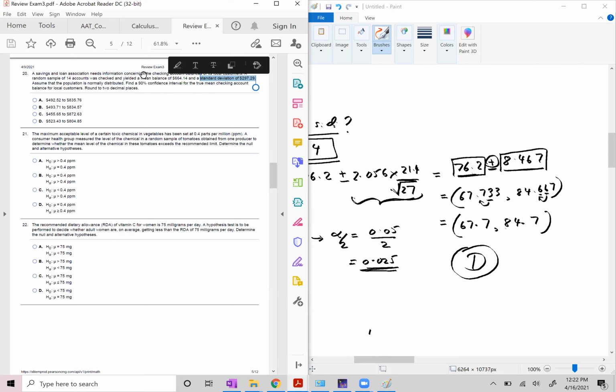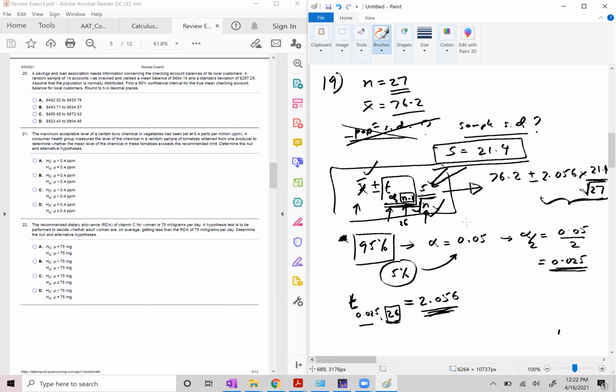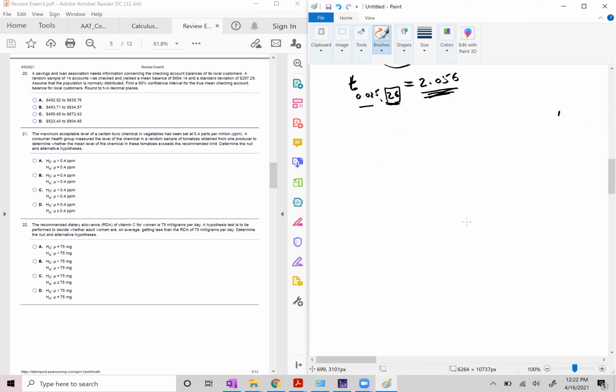Why? Because this sentence is talking about this random sample of 14 accounts, right? These 14 accounts had a mean of 664.14 and a standard deviation of 297.29. So these are sample statistics. When you see that, you know which equation to use. Let me write this down. Question number 20, sample size 14.